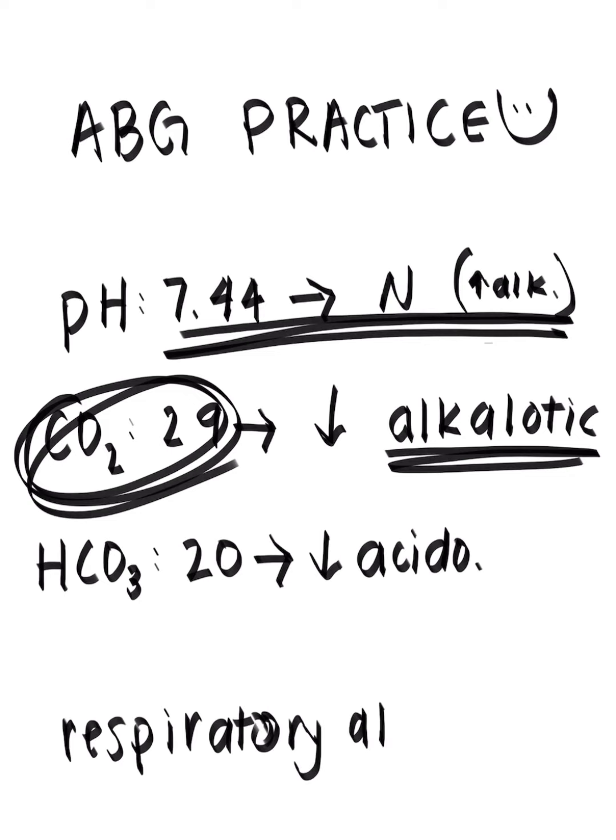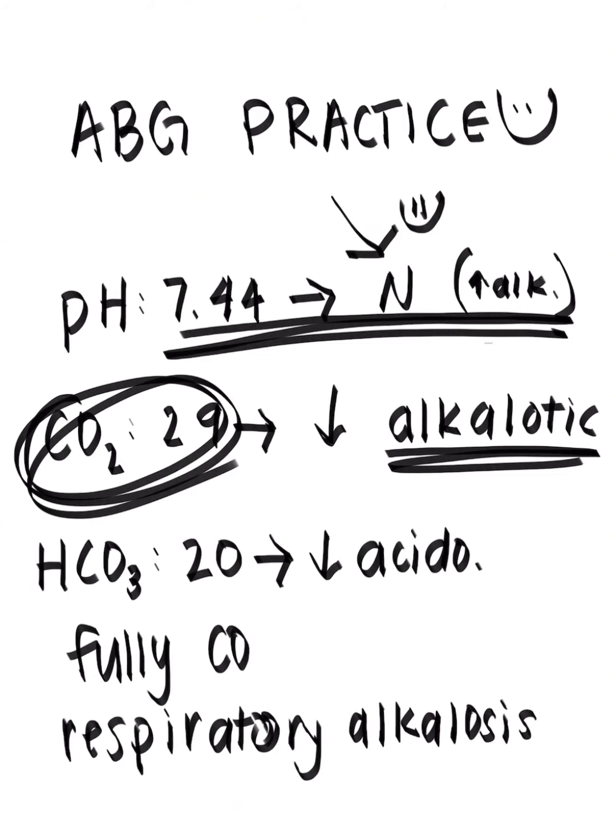But now, how do we know if this is partially compensated versus fully compensated? To figure that out, we're going to look at the bicarb. Because our bicarb is out of range, we know we have some sort of compensation going on, but our pH is within range, meaning that this is a fully compensated gas.